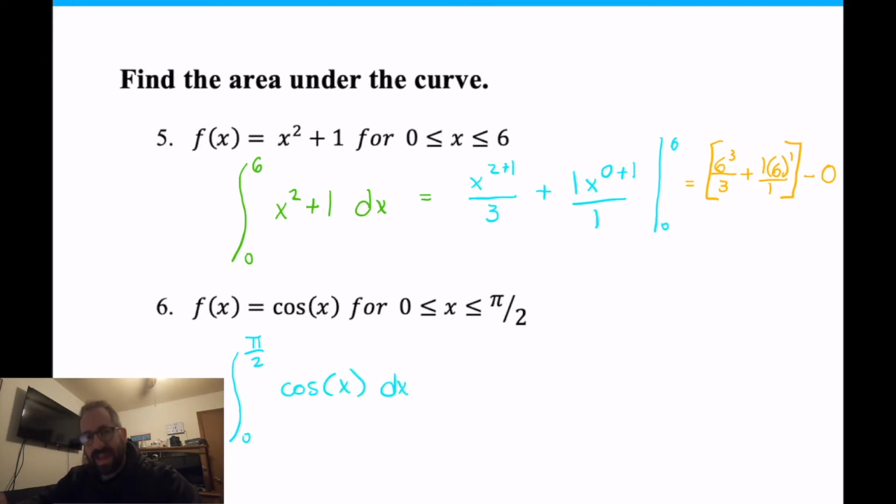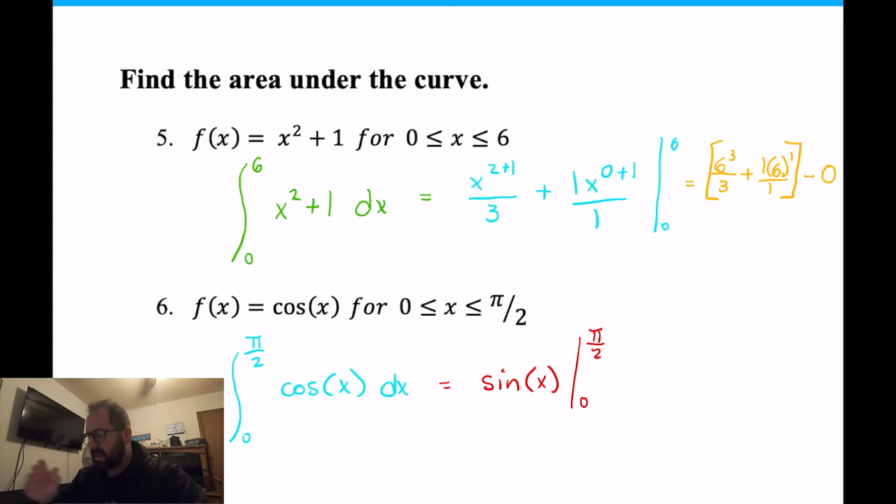All right, so the antiderivative of cosine is sine of x. Because if you think about it, if you were to go back and take the derivative of sine, it would turn into cosine. So this is the antiderivative, and we're going to evaluate it from 0 up to pi over 2. So that is the antiderivative of cosine.